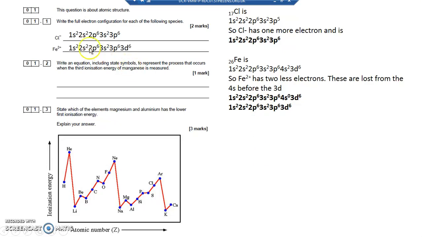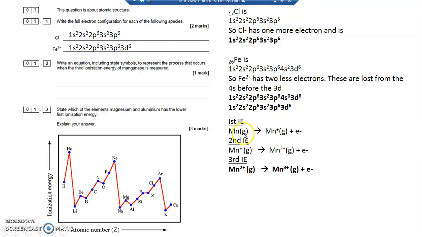Write an equation including state symbols to represent the process that occurs when the third ionization energy of manganese is measured. Well, first of all, manganese is Mn, and whenever you're talking about ionization energy, you've got to be talking about gaseous atoms. So we need the G symbol, state symbol, Mn(g), to show it's a gaseous atom.